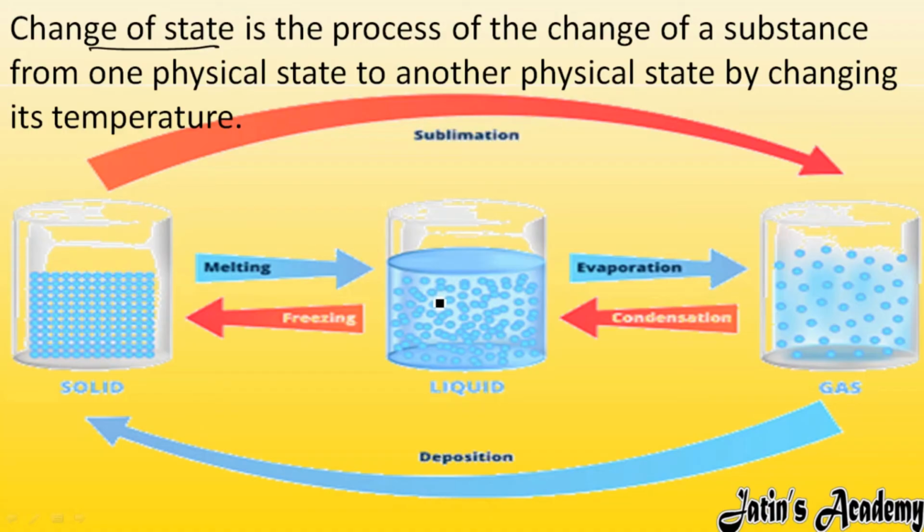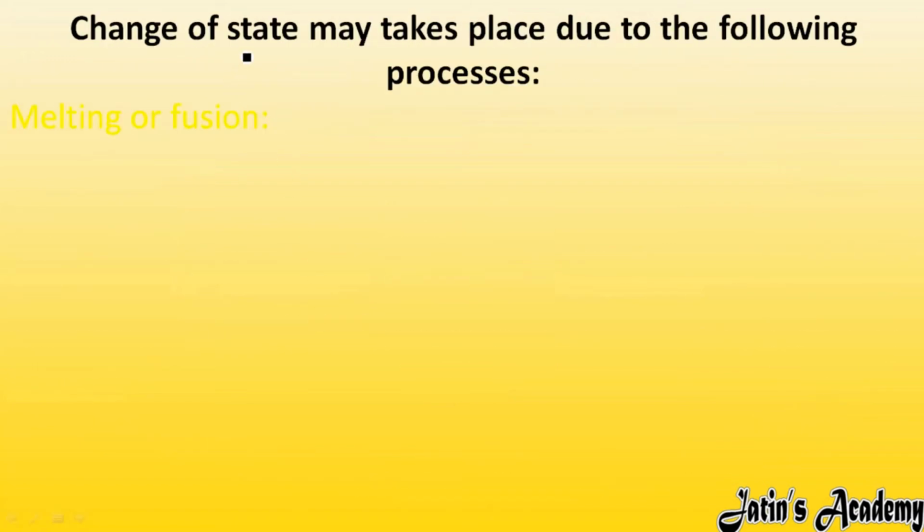This change of state can only take place by changing its temperature. Either you can heat it or you can cool it. In that process only, change of state can take place. Okay. Next, change of state may take place due to the following processes. So what are the processes we are going to study here? How the change of state can be done.